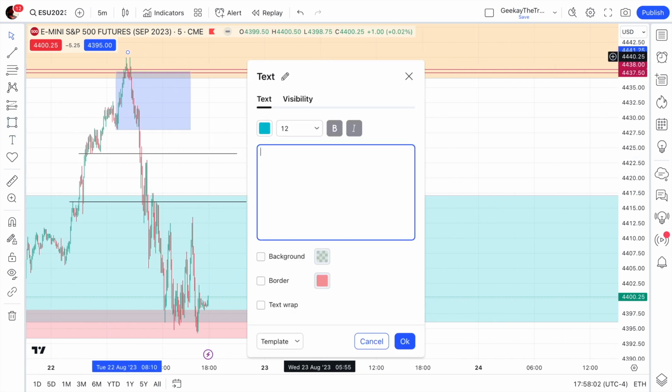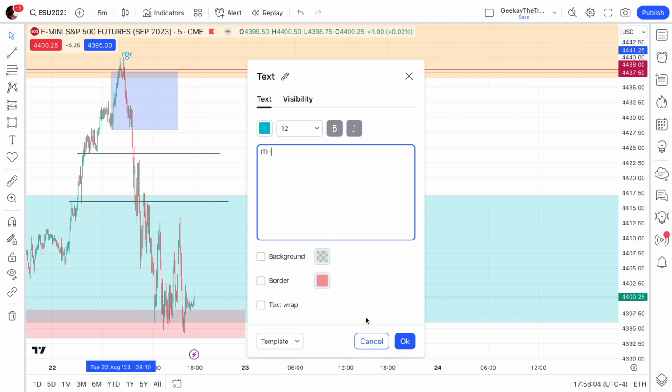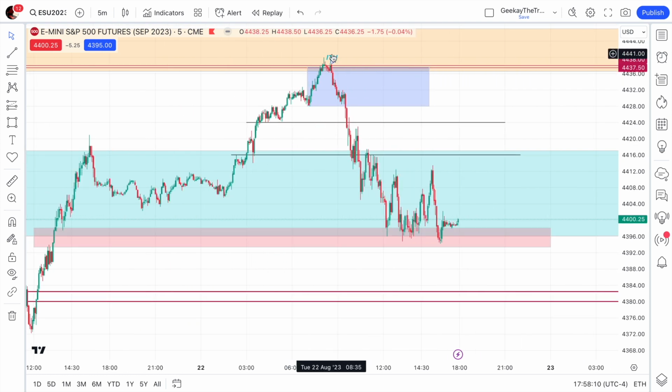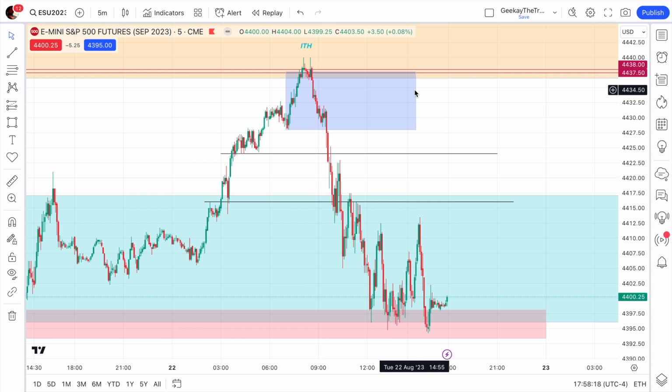Pre-market, we form an intermediate term high here. So just marking out market structure here. We formed this intermediate term high here at the premium arrays, a swing high to the left of it, and a swing high to the right of it.